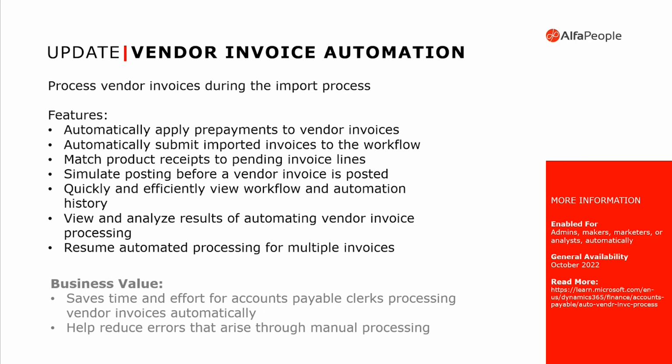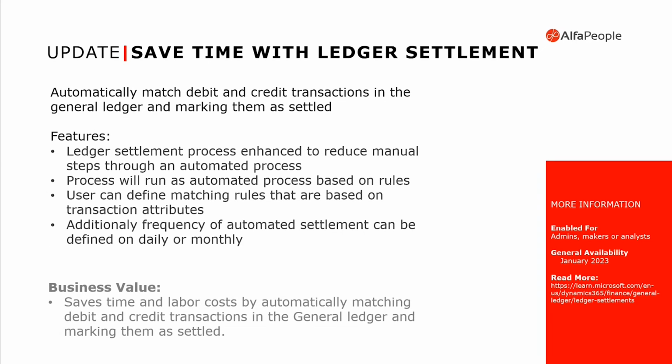Another nice feature which will come in Wave 2 is the automation of ledger settlement. Ledger settlement is the process of matching debit and credit transactions for certain balance accounts where you have, for example, incoming payments and outgoing payments because you are using an account for that, or you have certain accounts for accruals. Organizations that perform the ledger settlement activities on a recurring schedule can now automate this process.